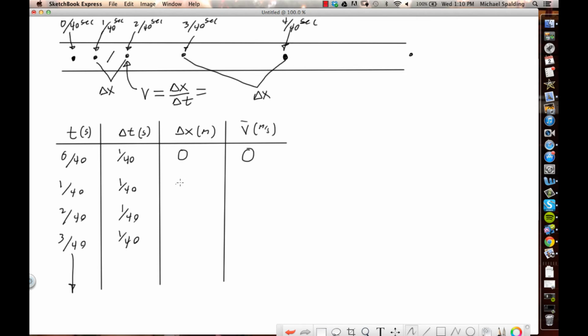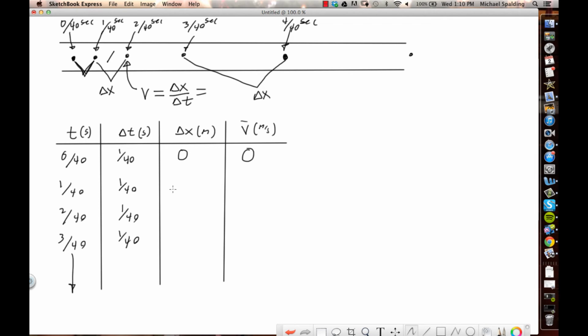Okay, so let's find the velocity at 1/40th. How would you find the velocity right here at 1/40th? At 1/40th, how do you find the velocity? You're going to measure that displacement, right? You want it to be in meters. So how do you get that in meters? First measure it in centimeters, then divide by 100.